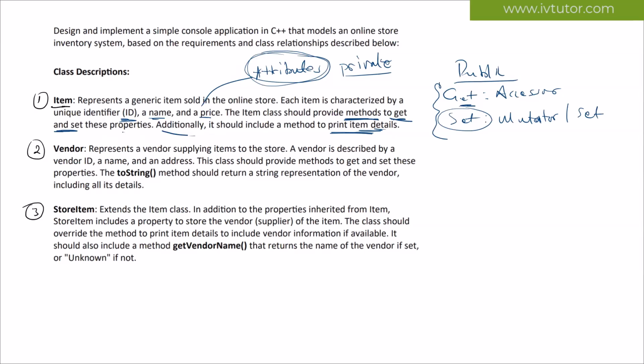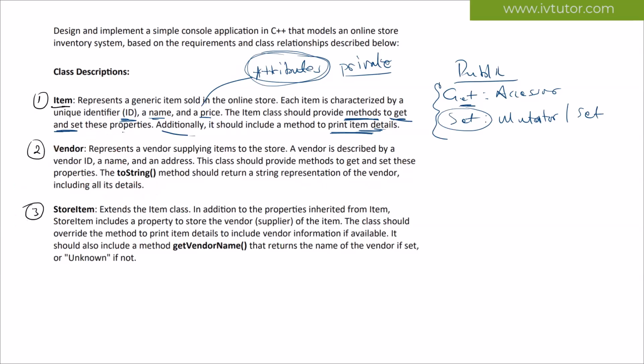Okay, so the same idea that we applied on item, we're going to apply that on vendor, right? So let's see what vendor does. It represents a vendor supplying items to the store. Fine. A vendor is described by a vendor ID, a name, and an address. This class should provide methods to get and set these properties. The toString method should return a string representation of the vendor, including all its details.